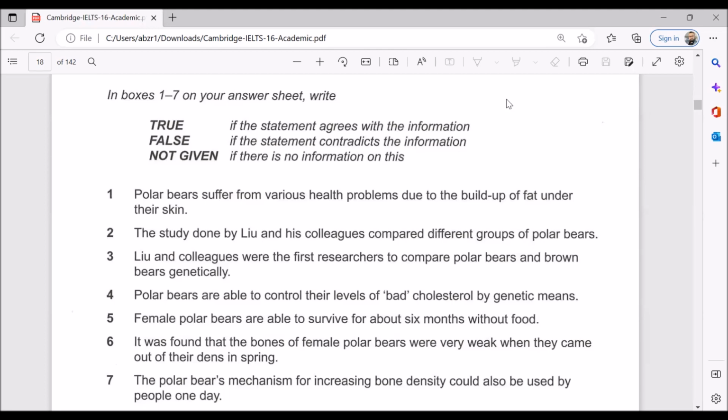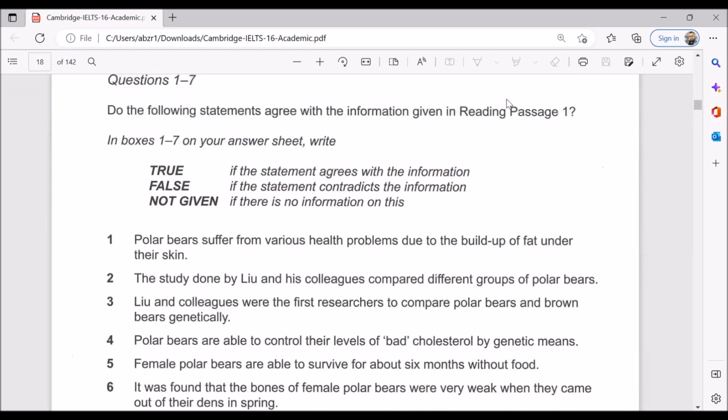All right, moving on to question number 4. Polar bears are able to control their levels of bad cholesterol by genetic means. I believe this would be true, because in the first paragraph we read that they do not suffer from similar types of diseases which human beings would be suffering if they had this level of cholesterol or fat. But anyways, we simply do not need to rely on the information that we know.